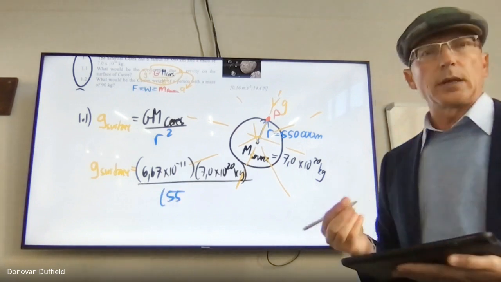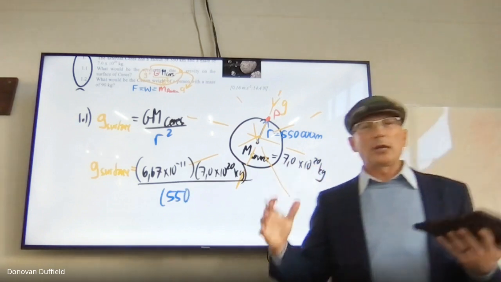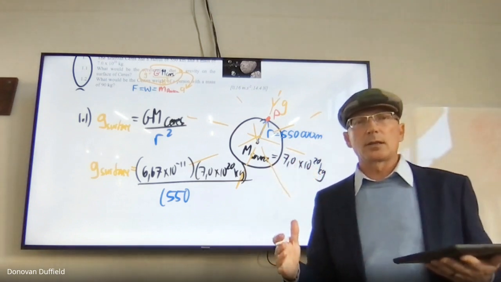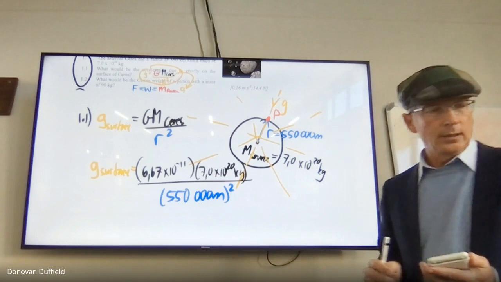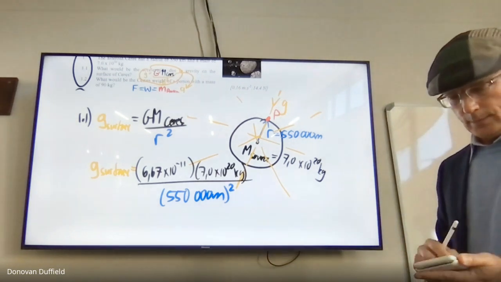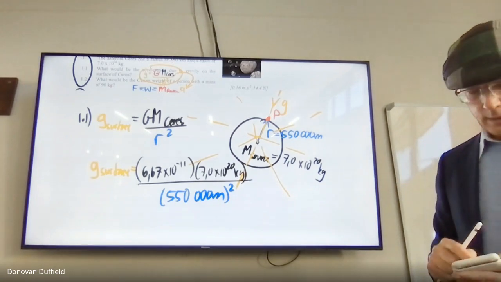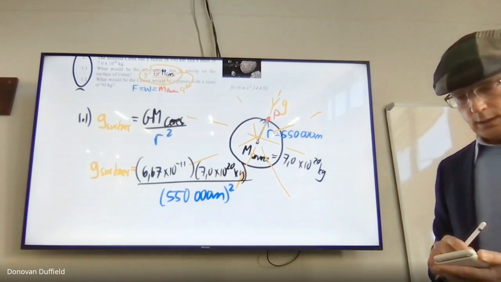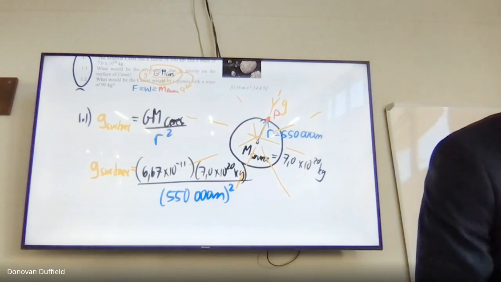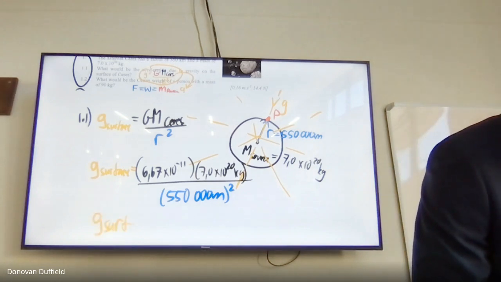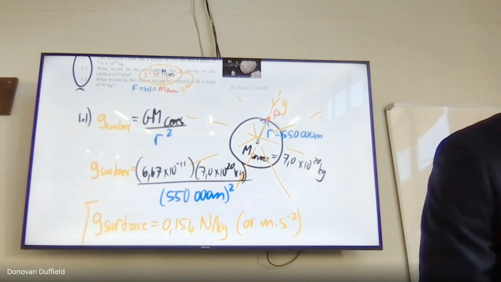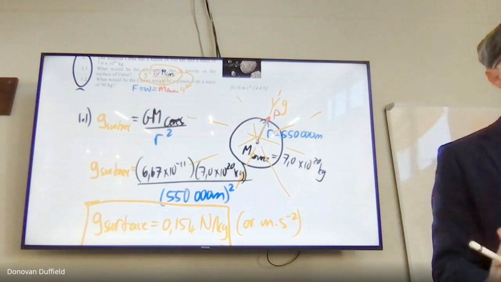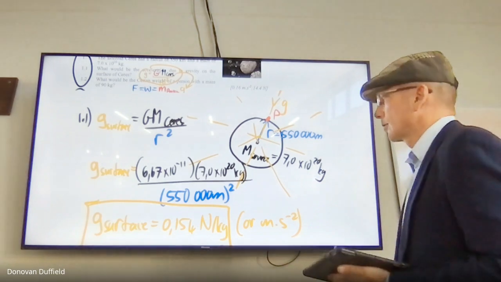Now, this is often where learners make a mistake: when astronomical objects' dimensions are given, for instance the diameter is given in kilometers, they leave kilometers there. It must always be in meters, and don't forget the square. So we do that: 6,67 times 10 to the negative 11 times 7 times 10 to the 20, divided by 550,000, and we square it. And that gives us a value of g on the surface of 0,154 newtons per kilogram, or meters per second squared. So it's obviously smaller than the Earth, and less massive, so it's got a smaller gravitational field.